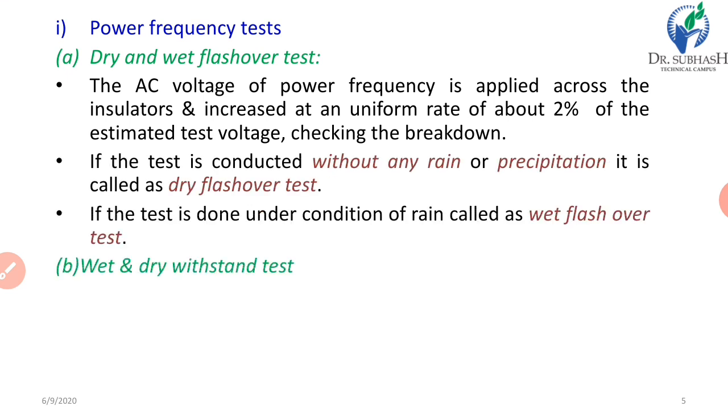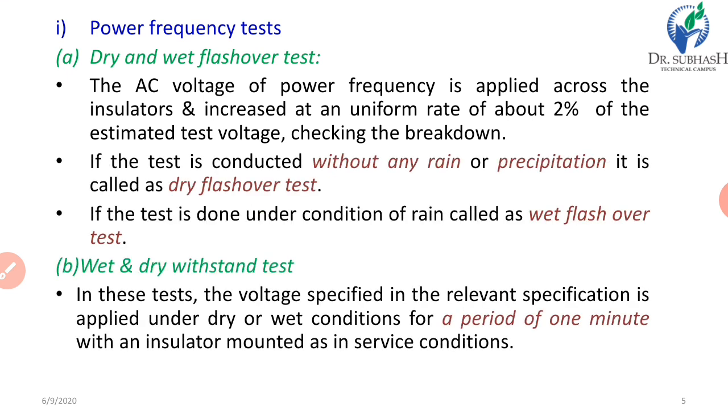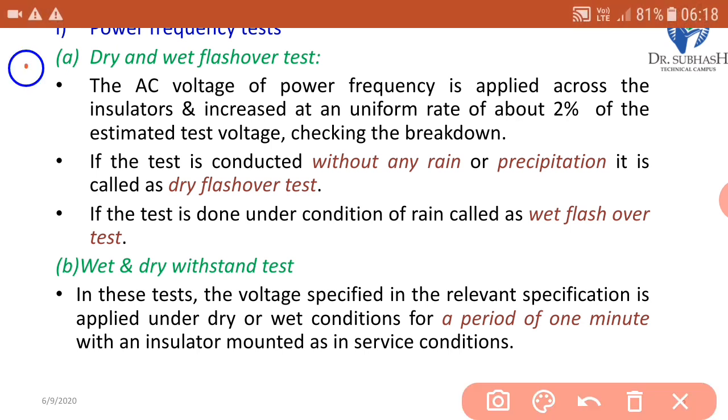Now start with power frequency test. And the first one is dry and wet flashover test. The AC voltage of power frequency is applied across the insulators and increased at a uniform rate of 2% of the estimated test voltage. Checking the breakdown.